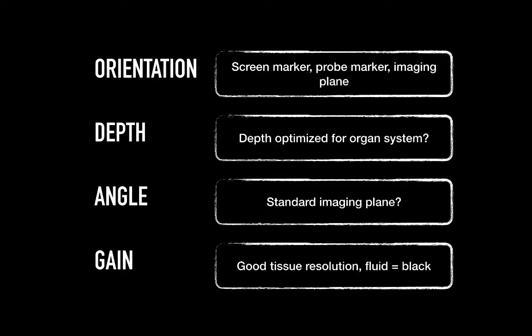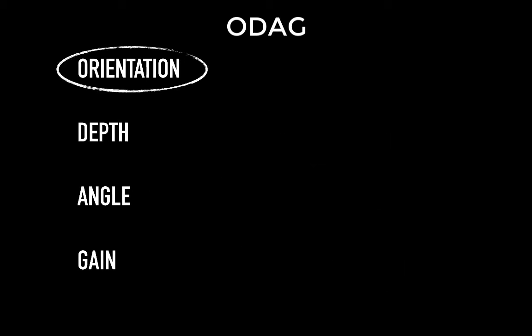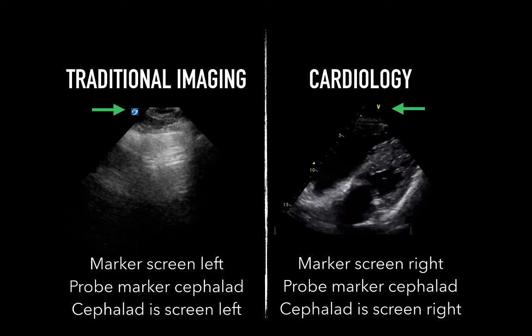I want to cover the acronym orientation, depth, angle, and gain, as this is really key to understanding acquisition interpretation. First off, orientation. We talked about this a lot, but I really highlight this to emphasize the differences in your acquisition technique. Now, this really depends on the exam type you choose. This will be set automatically. This can be changed manually, but really I would just encourage you to use the machine settings.